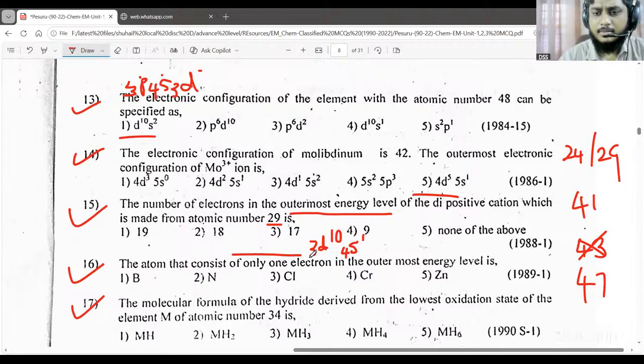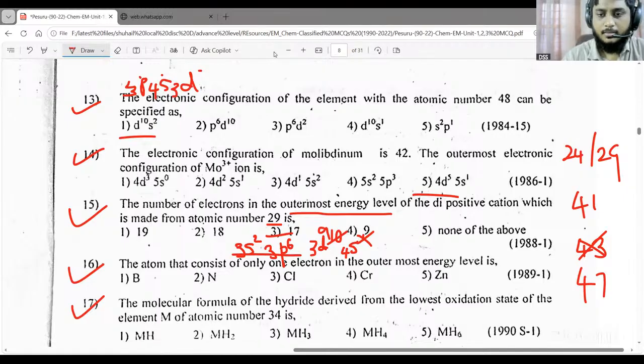Then they lose 2 electrons: 4S1 will go, and then we have 3D9. In the outermost energy level, we also have 3s2 and 3p6. Outermost energy level means all the things with 3, the third energy level. So 3s2, 3p6, 3d9, add all these. The answer will be 17. 9 and 6 is 15, and 2 is 17 electrons in the outermost energy level. That's how you have to take it.